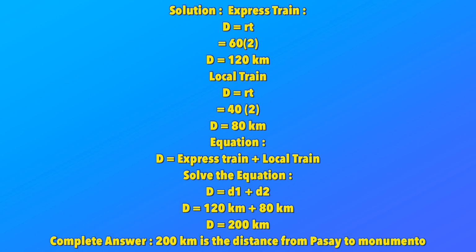So our equation is distance equals the express train plus the local train. The distance covered by the express train is 120 kilometers, and for the local train it is 80 kilometers. What we have to do is add. So the distance from Pasay to Monumento is 200 kilometers. Therefore, our complete answer is 200 kilometers, the distance from Pasay to Monumento.